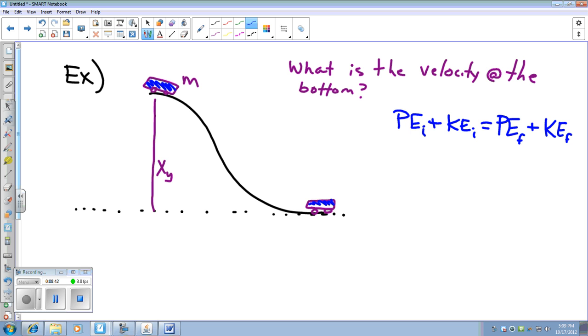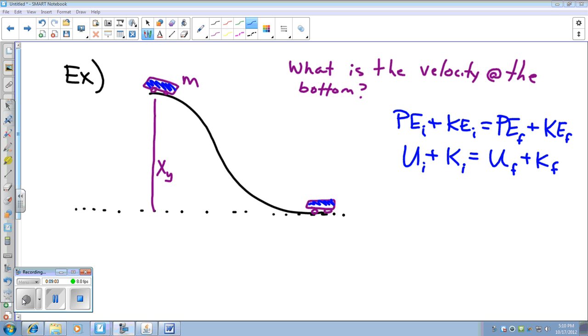Now, how many people are going, hey, I thought you said we were going to use capital U and capital K? I know I did, midway through writing that. So let's write it out like how we want to. So U plus K, both initial, is equal to U final plus K final.